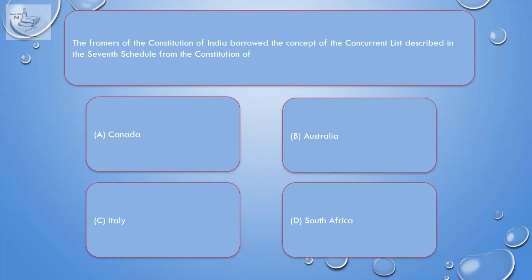Question: the framers of the Constitution of India borrowed the concept of the concurrent list, described in the 7th schedule, from the Constitution of A. Canada, B. Australia, C. Italy, D. South Africa. Correct answer is B. Australia.